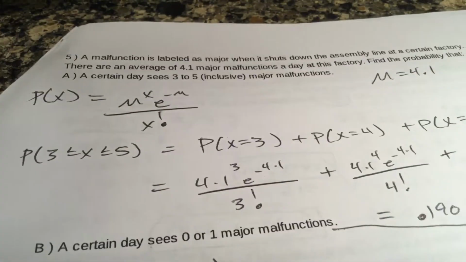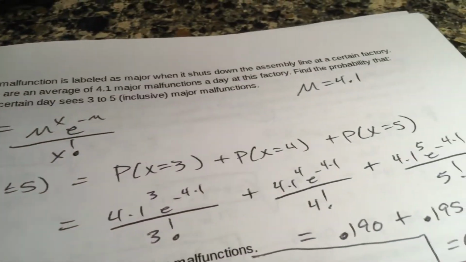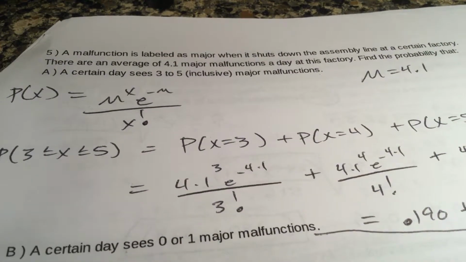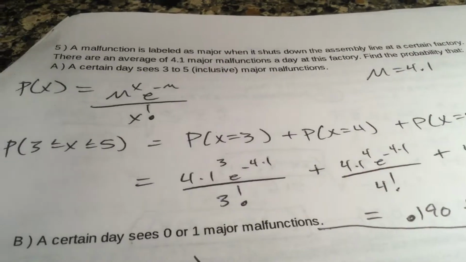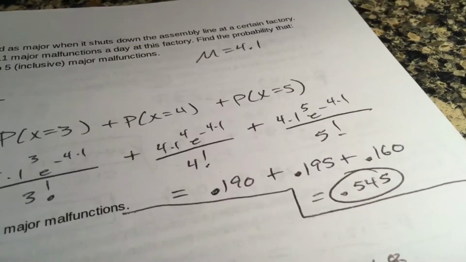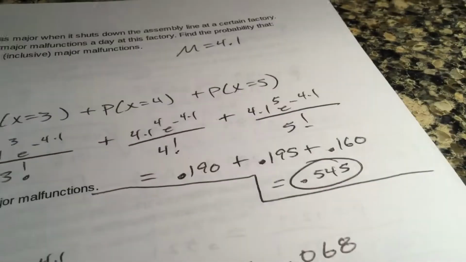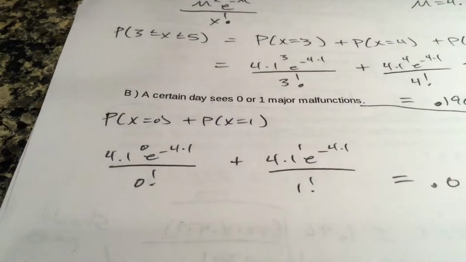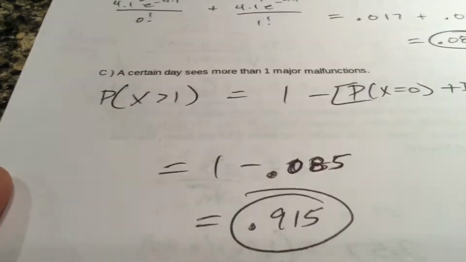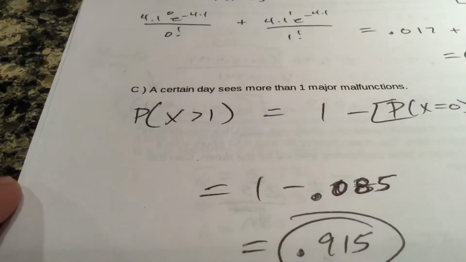Again, this is all from chapter 13. This is Poisson. I give you an average and a time period. It says a day. Okay, there's the average. So between 3 and 5, 3, 4, and 5. There you go. Again, I gave you this formula. Sees 0 or 1. That's pretty self-explanatory. All right. Sees no more than 1.